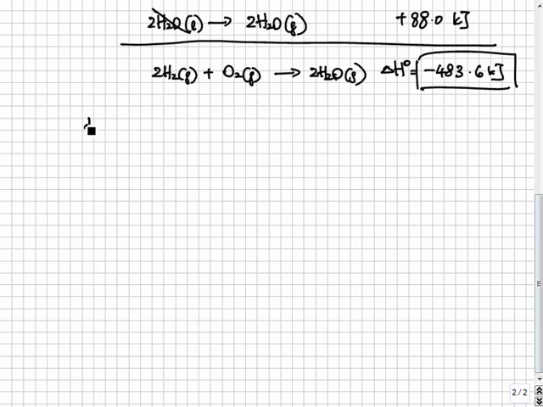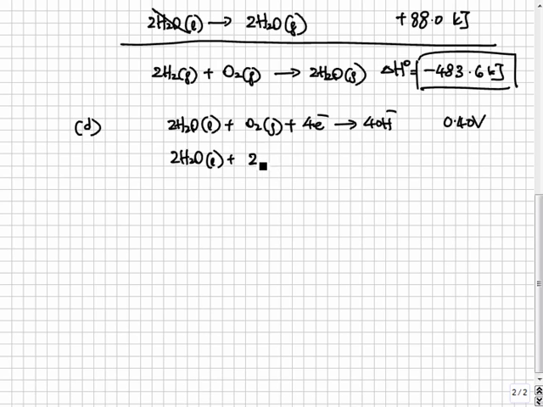You're given the two half reactions that are actually involved in the overall reaction. The first one is 2H2O liquid plus O2 gas plus 4 electrons going to 4OH minus with a half cell potential of 0.40 volt. The second one is 2H2O liquid plus 2 electrons going to H2 gas plus 2OH minus with a voltage of negative 0.83 volt.